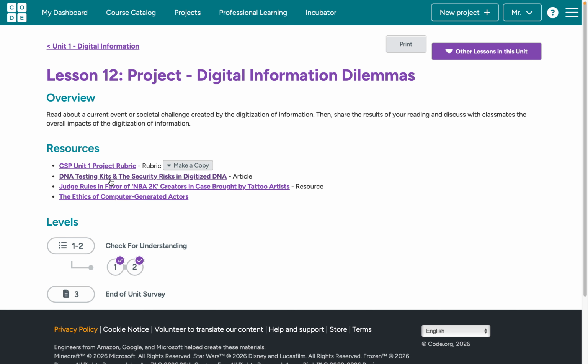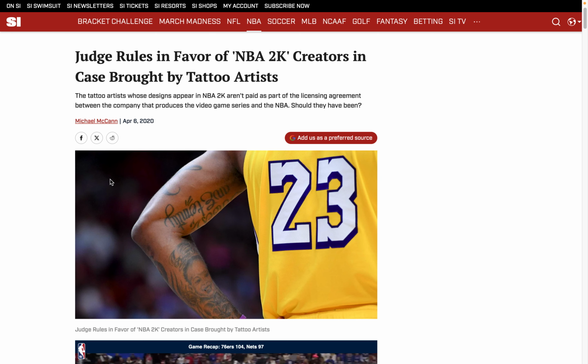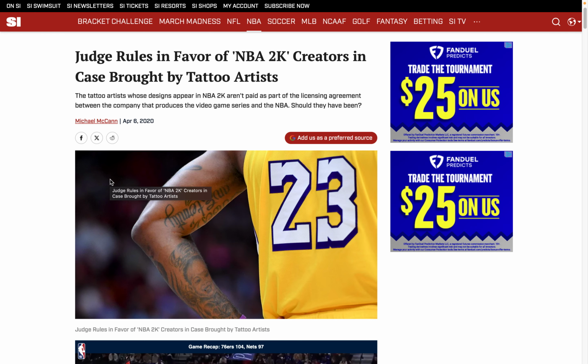The first article we have available is about DNA testing kits and the security risks behind digitizing people's actual DNA sequences. The second one we have is a court case related to NBA 2K digitizing people's tattoos, the players' tattoos. And some of those tattoo artists who created those tattoos have an issue with them being reproduced digitally in the NBA 2K game.